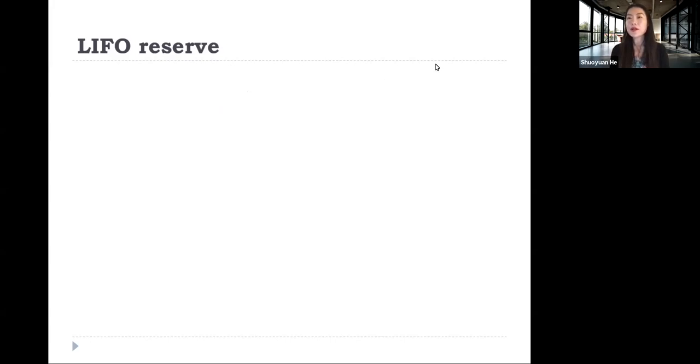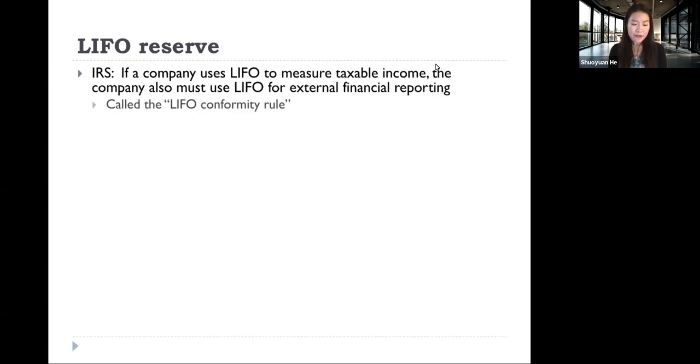So we just talked about the cost flow method. Now let's look at LIFO reserve. To talk about LIFO reserve, we need to first talk about something called the LIFO conformity rule. So what is this? This is a rule by the IRS.